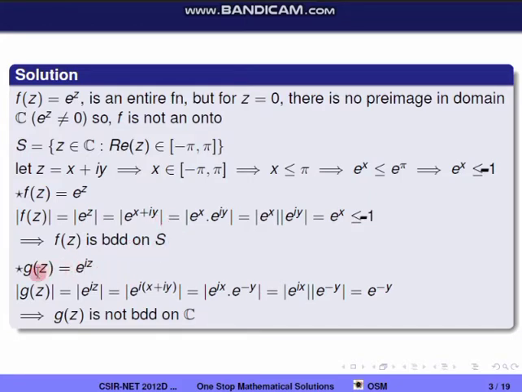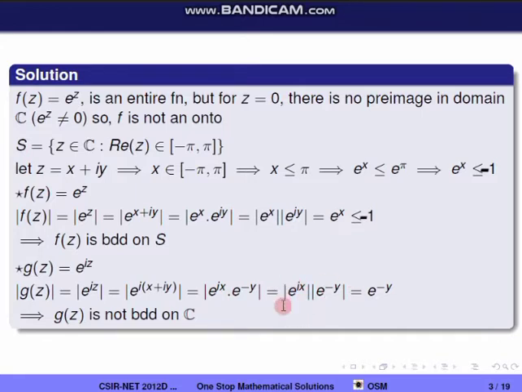Now consider g of z is equal to e^(iz). To check g of z is bounded, take its modulus value like before. Mod g of z is equal to mod e^(iz). z is x plus iy. Substitute that. This is equal to modulus e^(i(x+iy)). So when we multiply by i, we'll get modulus e^(ix) into e^(-y). So now we can split this modulus sign. So this is equal to modulus e^(ix) times modulus e^(-y).